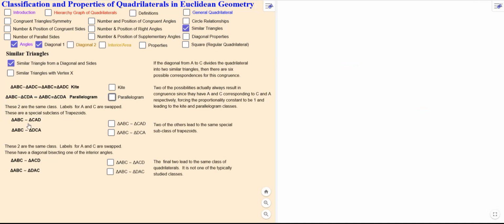All right, we got a couple more classes. There's actually 6 possibilities to take ABC similar to this triangle with vertices A, C, and D. There's 6 different orders for the second triangle to match these up, 3 different correspondences. So here's one. ABC is similar to CAD. So here's A, B, C, and it's similar to CAD. So let's look at this.